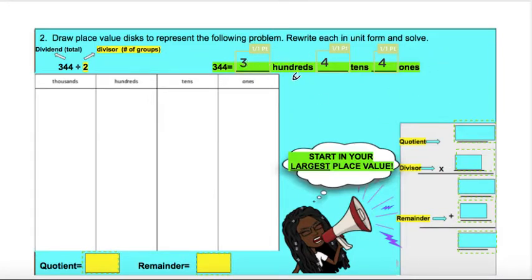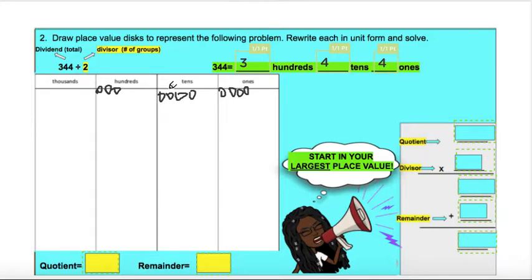Remind me, how many hundreds did I have in the number 344? Yeah, I had 3, so I'm going to draw 3 hundreds. How many tens did I have in the number 344? Right again, 4 tens. So that means I'm going to draw 4 tens. And how many ones did I have in the number 344? Good job, 4 ones. So I'm going to draw 4 discs in my ones place.